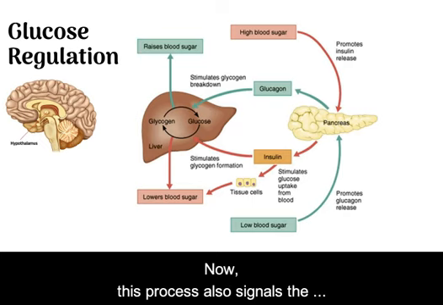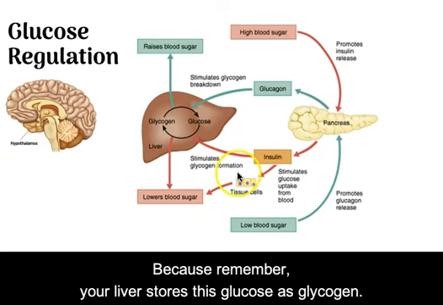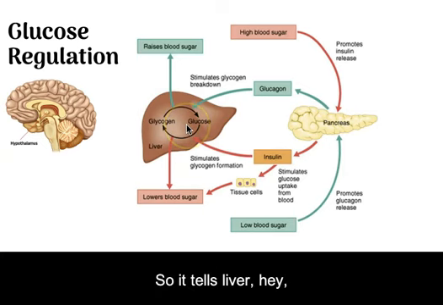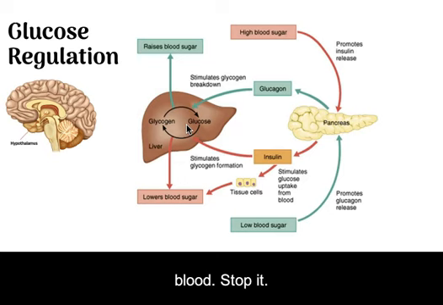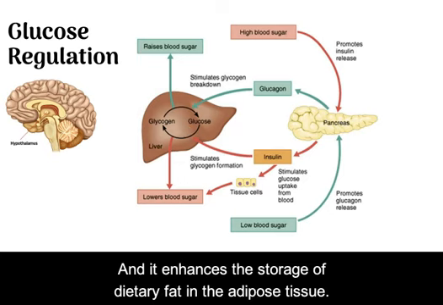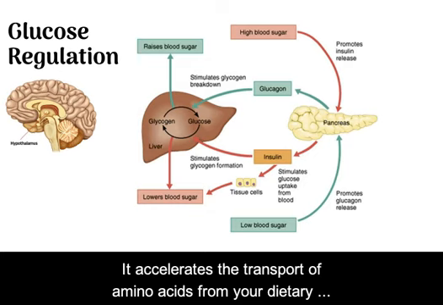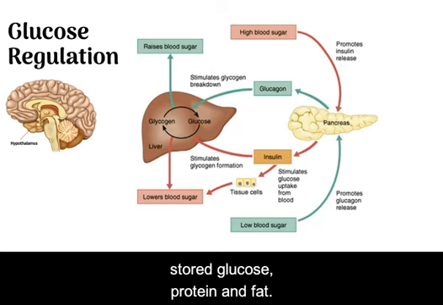Now, this process also signals the liver to stop the release of glucose, right? Because remember, your liver stores this glucose as glycogen. So it tells the liver, hey, we don't need any more glucose sent out into the blood. Stop it. Save it for when we really need it, right? And it enhances the storage of dietary fat in the adipose tissue. It accelerates the transport of amino acids from your dietary protein into the cells and inhibits the breakdown of the stored glucose, protein, and fat.